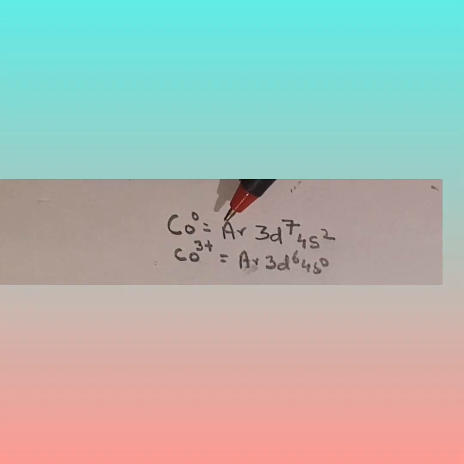Now what happens for filling up electrons in the case of cobalt? Cobalt 0 has the configuration of argon followed by 3d7 and 4s2. Cobalt 3+ has the configuration of argon again, 3d6 and 4s0, 3 electrons being stripped to obtain the +3 oxidation state. So we are left with 3d6, 6 electrons in the d orbitals which are to be filled in.